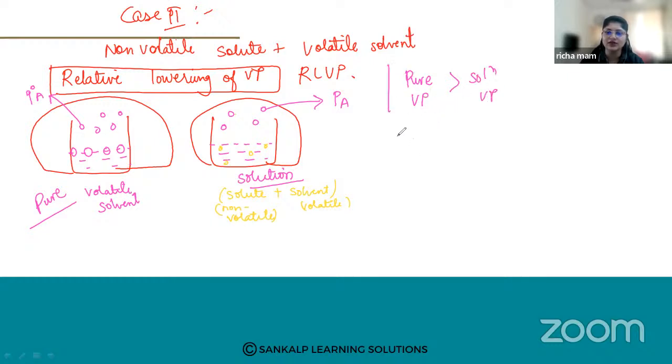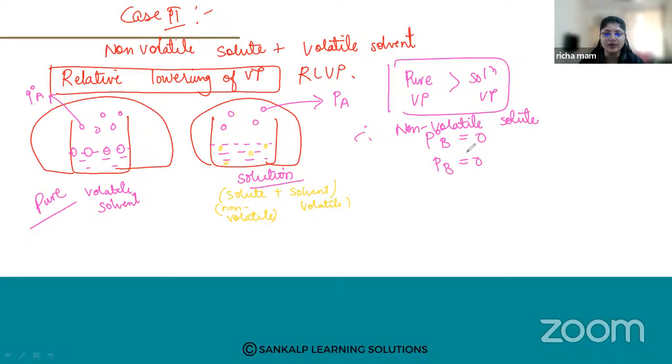So this condition one you have to remember. As the solute is non-volatile, it will not produce any vapor. So P naught of B will be equal to 0 and PB also will be equal to 0. For a non-volatile solute, the vapor pressure of component B, both in pure state and in the solution state, is 0. Now we have to apply Raoult's law only for the solvent.